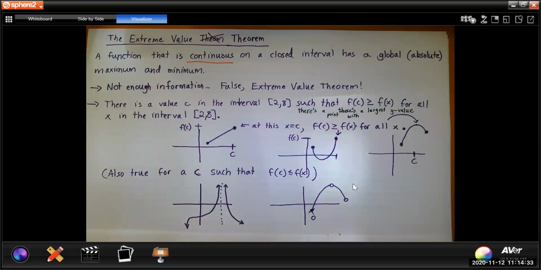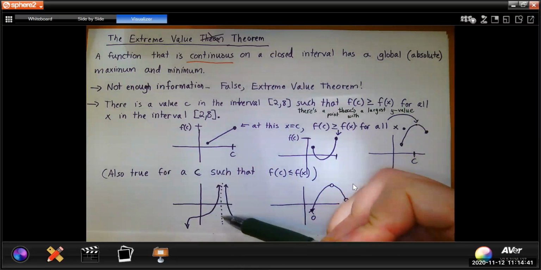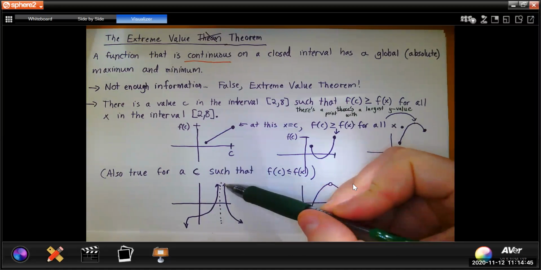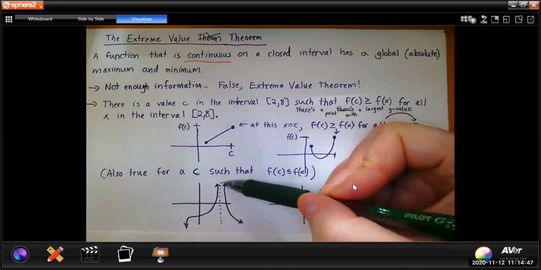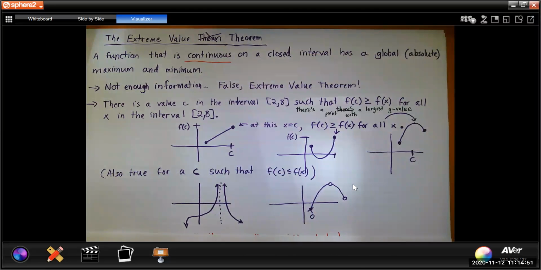Here are some examples of functions that are not continuous. So if I chose an interval here that has a vertical asymptote in it, this part of the function and this part of the function increase without bound. They're going way, way, way off the paper. There is no highest point. There's a lowest point, sure, but there's no highest point.